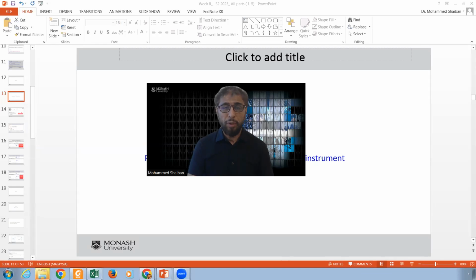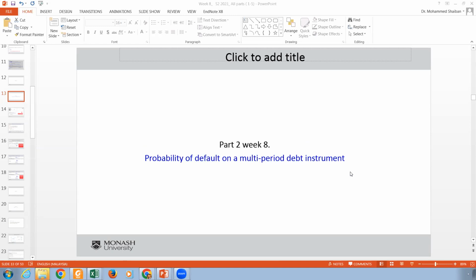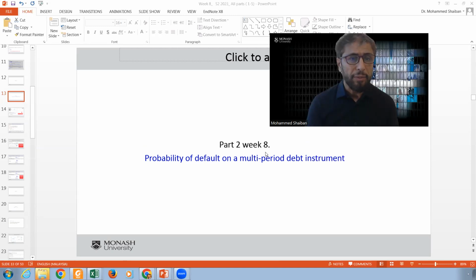Hello, everyone. Now we are continuing with part two, which is the term structure to payers. This is the probability of default on a multi-period debt instrument, and we are talking about two periods.